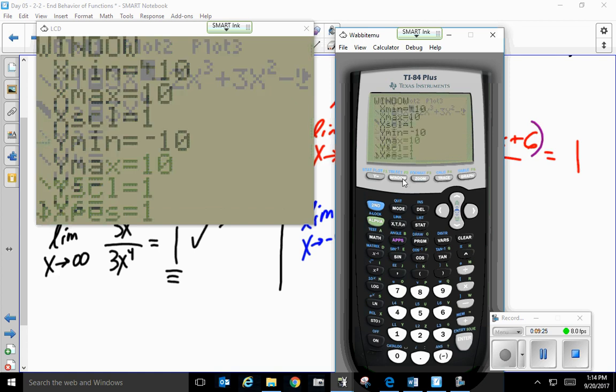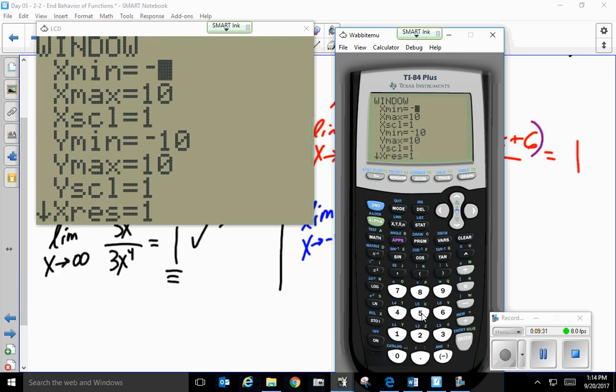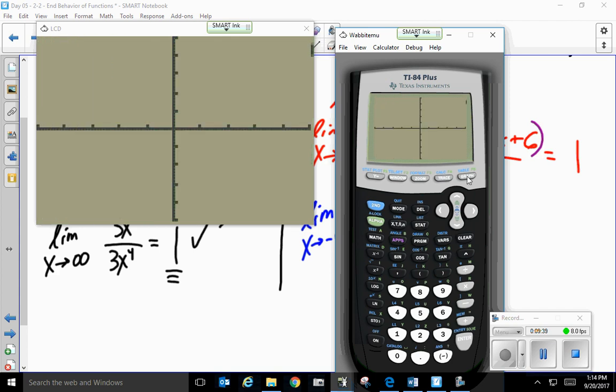Let's start our window from -5 to 5, and we'll do the same thing here, -5 to 5. So if I graph this, there's my first one, and there's my second one. That is definitely not the same. So let's zoom out. There it is, and there it is. Starting to look like it's right on there.